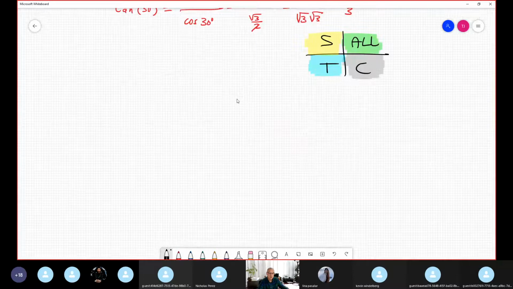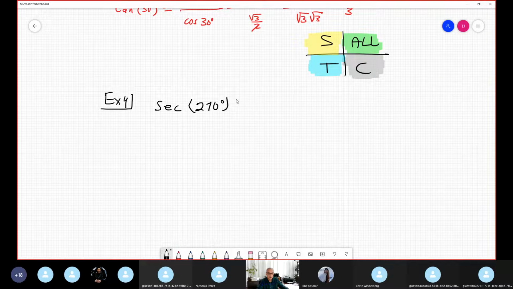The next one, little by little. Example 4: secant of 210 degrees. Don't worry about the secant. Secant is the reciprocal of cosine. But the most important thing is step by step. Locate. Find the location. In what quadrant does 210 degrees lie? In the third quadrant. Very well.